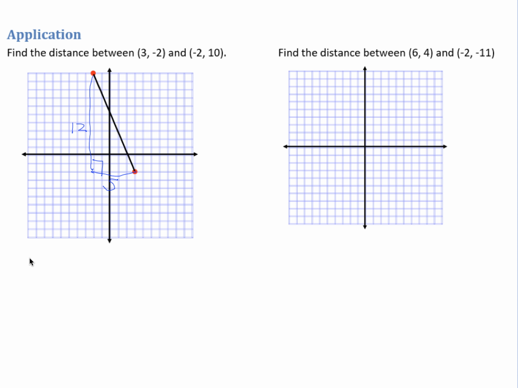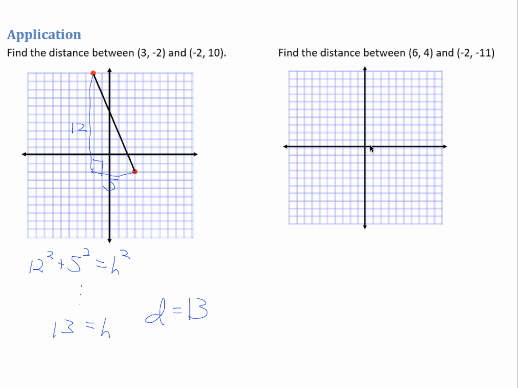And this is the same problem as before on the previous slide: 12 squared, leg squared, plus the other leg squared, equals the hypotenuse squared. We just solved that, and we got that h was equal to 13. So our distance between those 2 points is 13. So we can do this again.